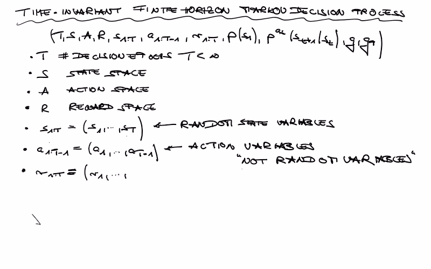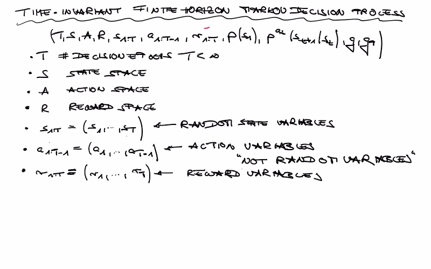Then the reward variables are somewhat tricky. I mean, everything is tricky, but these are the reward variables. The reward variables actually become random variables because they depend on the state variables, as we will see in a second. So let me postpone that for a minute. So we are up to here.